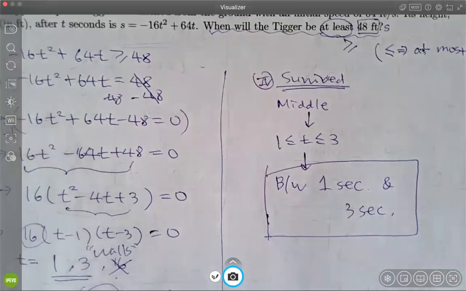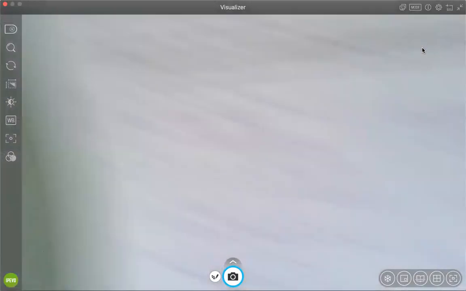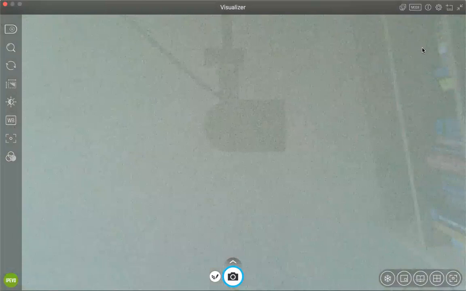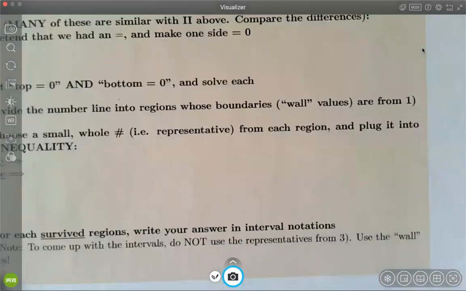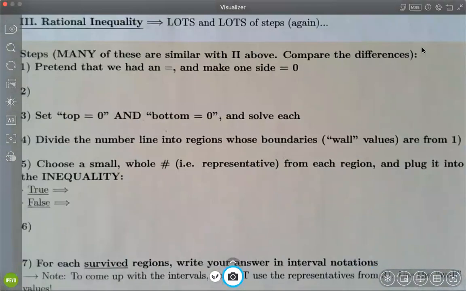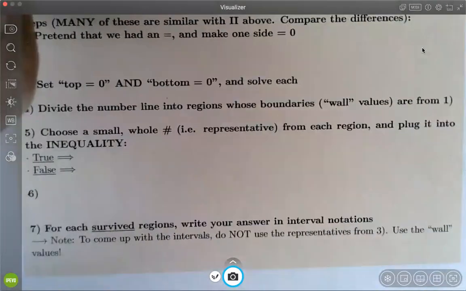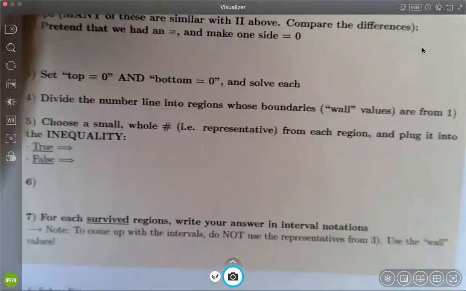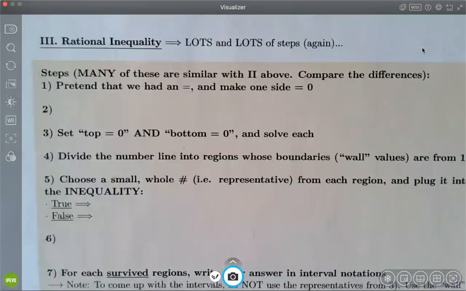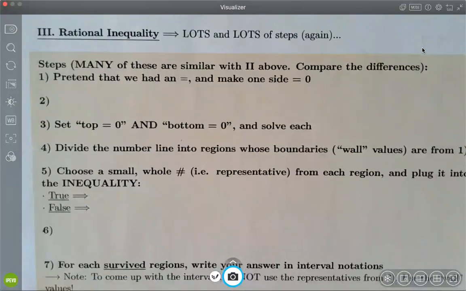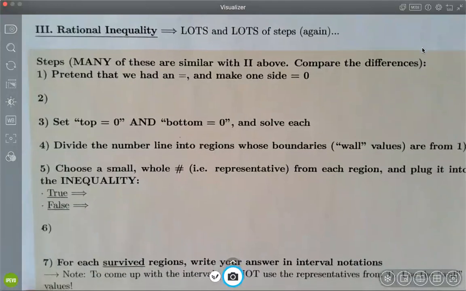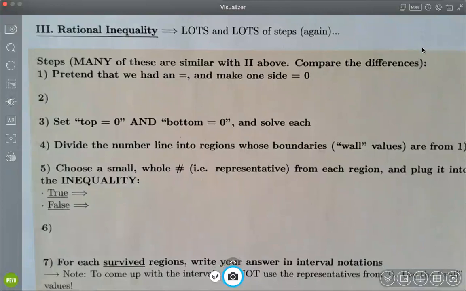And now the last thing in the section is the rational inequality. Okay, so now the rational inequality is again a bit tricky. I guess I have to zoom out a little bit. So now the rational inequality is also a little bit tricky, but the good thing is lots of the steps are exactly the same as the steps from the previous one, the quadratic inequality.